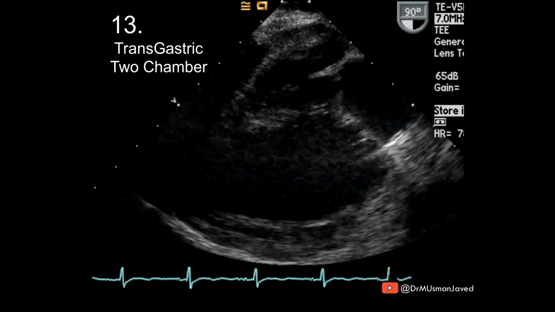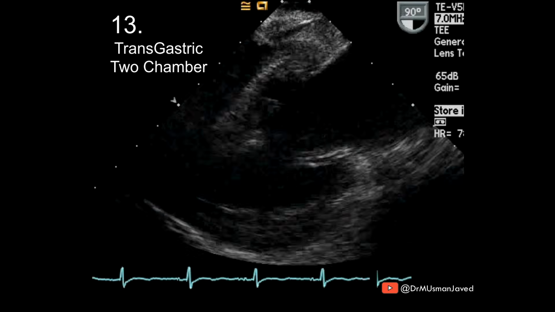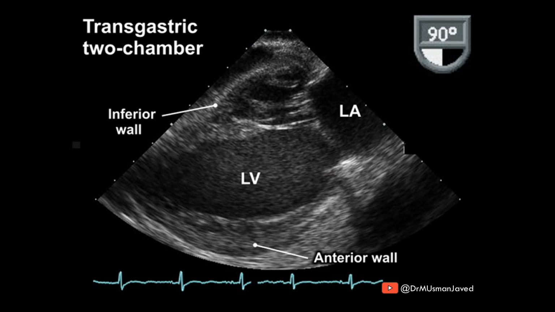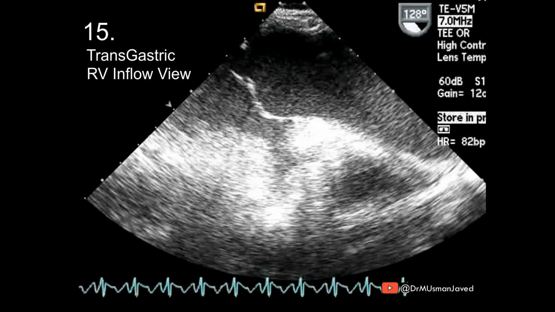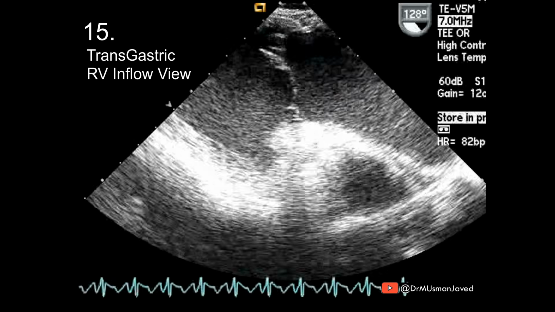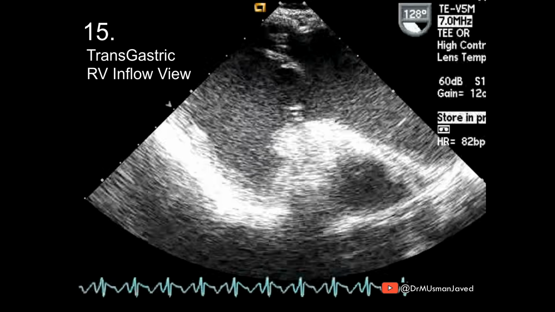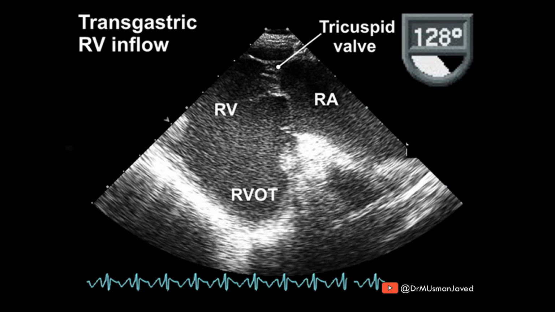By adjusting transducer imaging plane angle, we can obtain cuts through the long axis of the heart. At about 90 degrees, two-chamber view is visualized. Transgastric long-axis view is obtained by further adjusting the angle to about 100 to 120 degrees. For right ventricle inflow view, adjust the angle to more than 120 degrees, and slightly anteflex the probe.